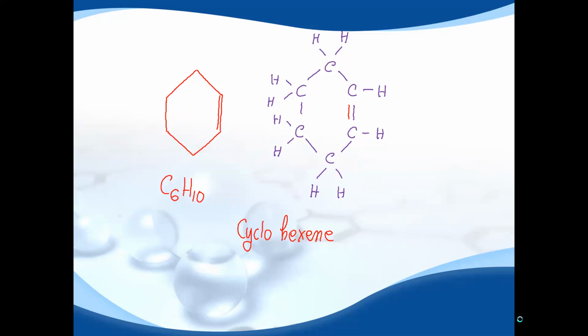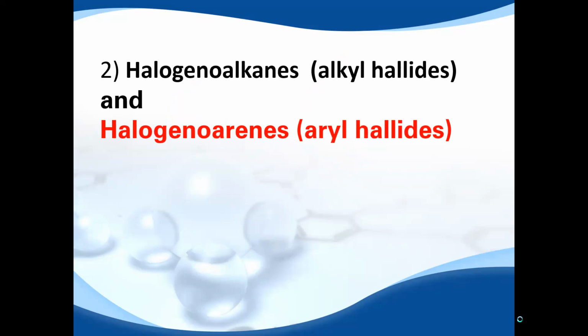Yeah, copied it. Number 2, halogenoalkanes, alkyl halides, and halogenoarenes, aryl halides. You have to copy this name list. Yeah, done.